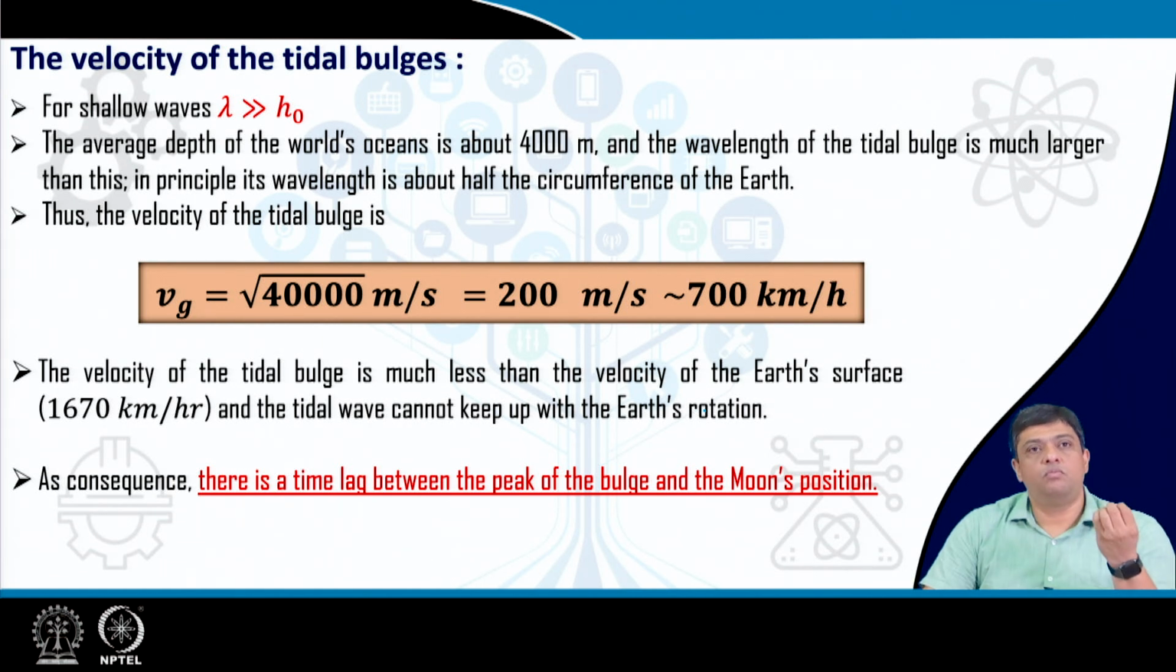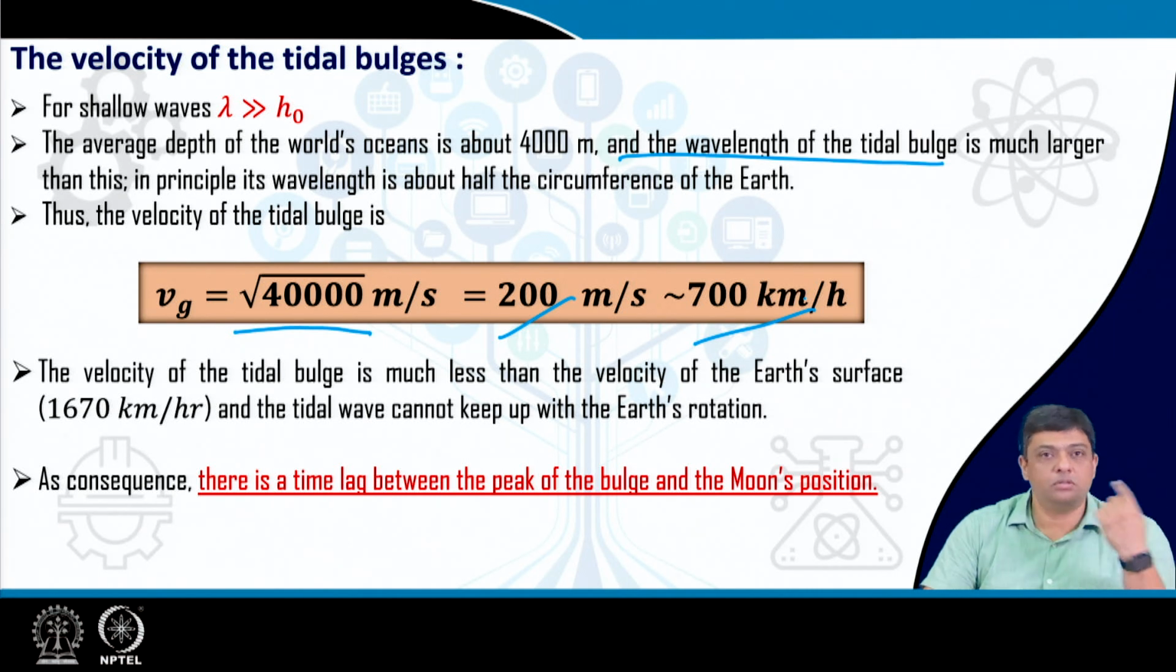What happens? We have just considered that the average depth of the world's ocean is approximately 4000 meters and the wavelength of the tidal bulge is much larger than this, and in principle its wavelength is about half the circumference of the Earth. Thus, the velocity of the tidal bulge is given as 40,000 under root meter by second, that turns out to be around 200 meters per second or 700 kilometers per hour. Compare with what the rotation of the Earth value was giving.